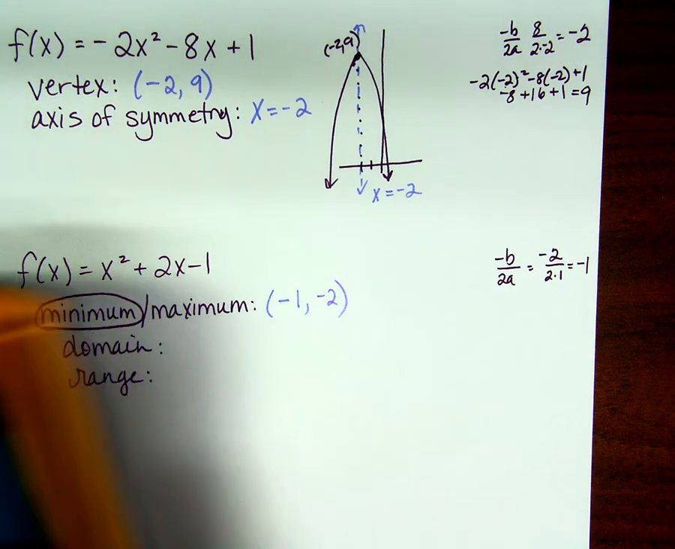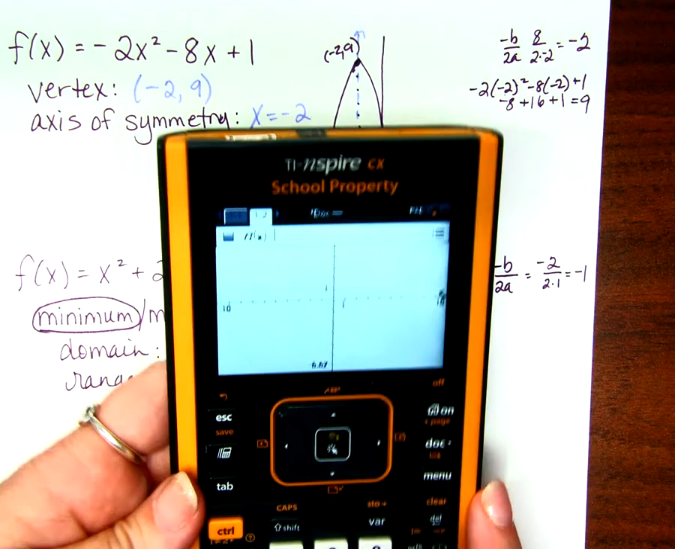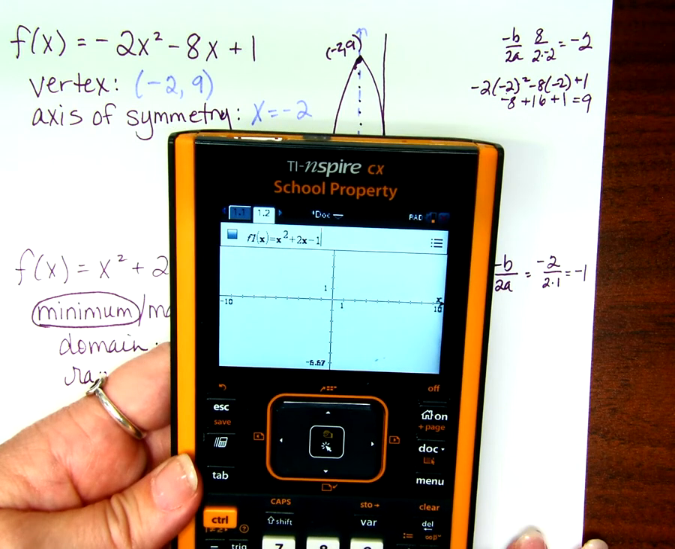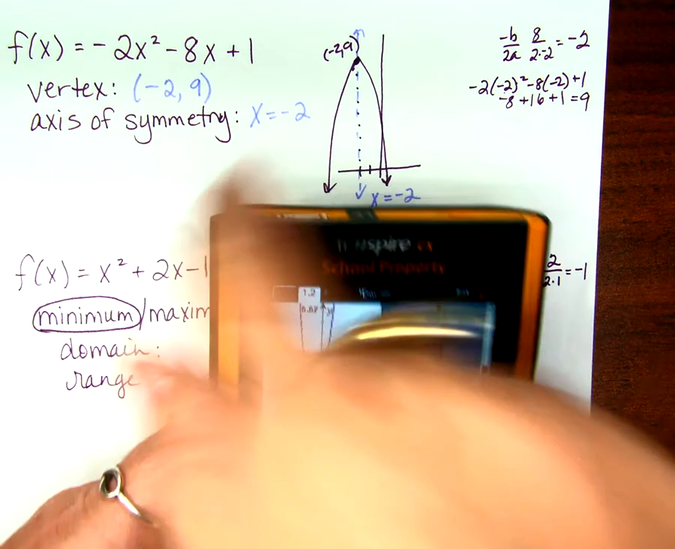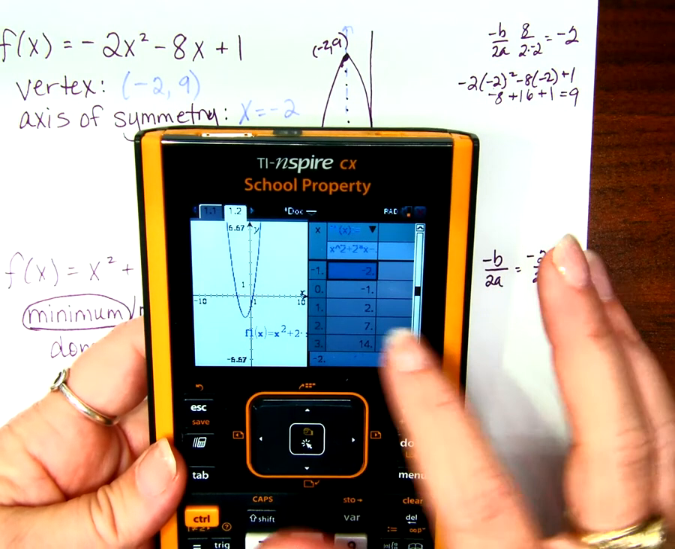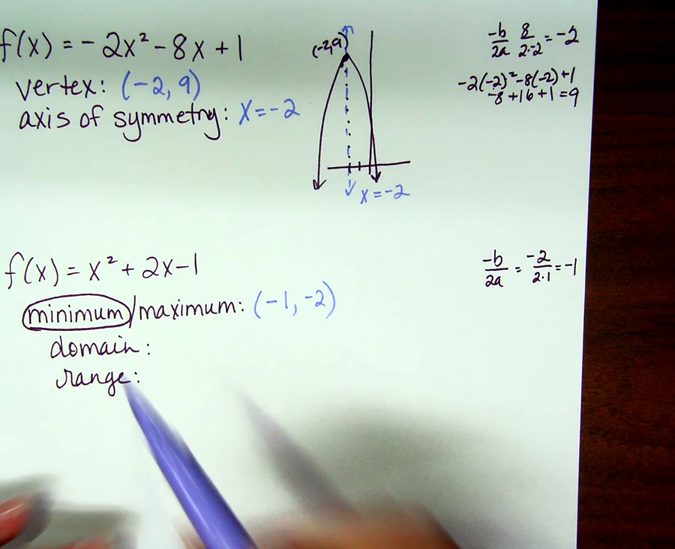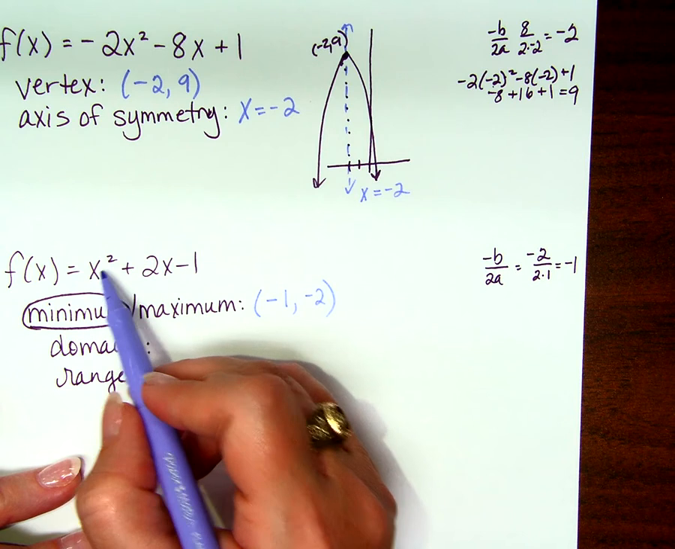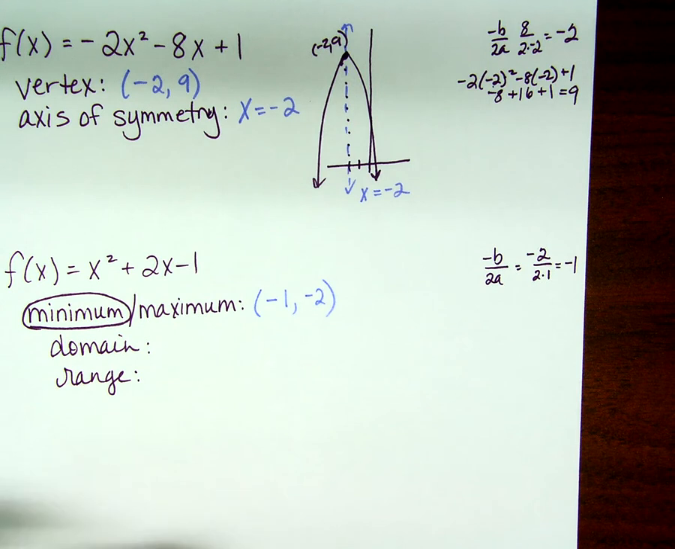Or I could instead open a graph page, and I could put in x squared plus 2x minus 1, and look at my table, Control T, where x is negative 1. And it says negative 2. Or I could just say negative 1 squared is 1. 2 times negative 1 is negative 2. So 1 minus 2 is negative 1. Minus 1 is negative 2. There's just 3 ways right there, and that's not even all of them.